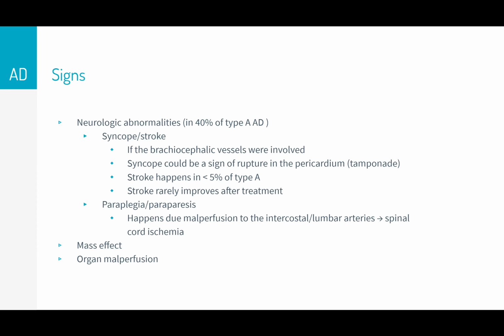Another finding is paraplegia and paraparesis, which happens due to malperfusion of the intercostal or the lumbar arteries, which leads to spinal cord ischemia. Other signs are mass effect, like dysphagia or vocal cord paralysis because of compression on the recurrent laryngeal nerve. Also other signs of organ malperfusion, like abdominal tenderness in case of peritonitis and bowel ischemia. Also, you can find limb ischemia in the lower limbs.